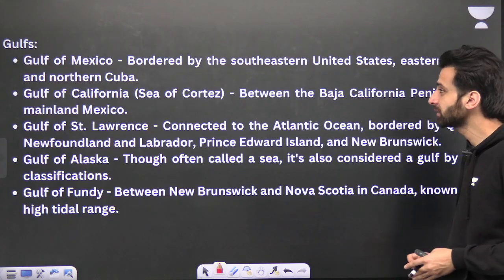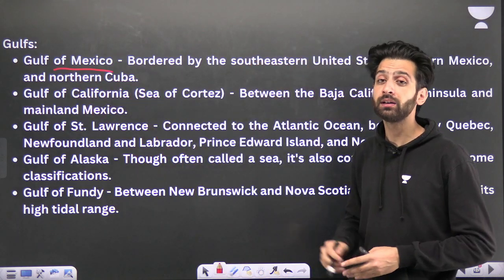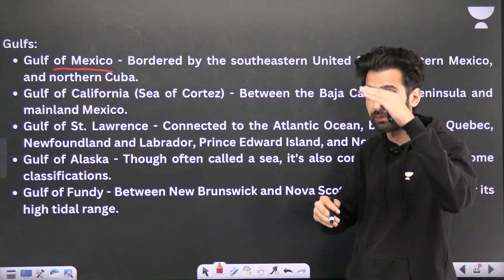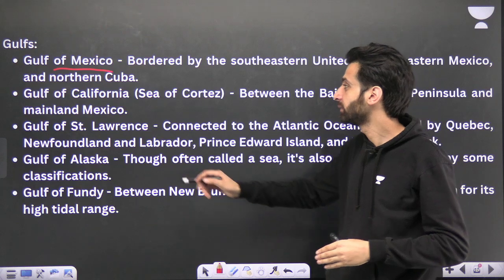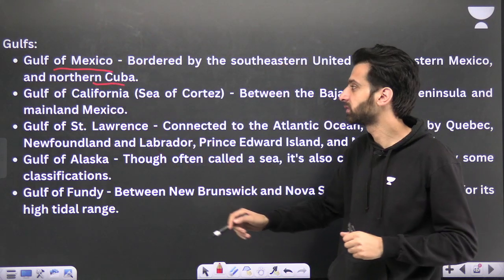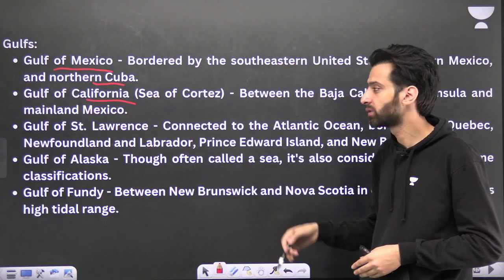And then we have some gulfs. Gulf of Mexico, very important, located to the north of Yucatan Peninsula and Mexico to the north. Then we have northern Cuba as well, as I mentioned about the Cuba. Cuba is very important, don't forget that. Gulf of California between the Baja Peninsula and the Mexico mainland.